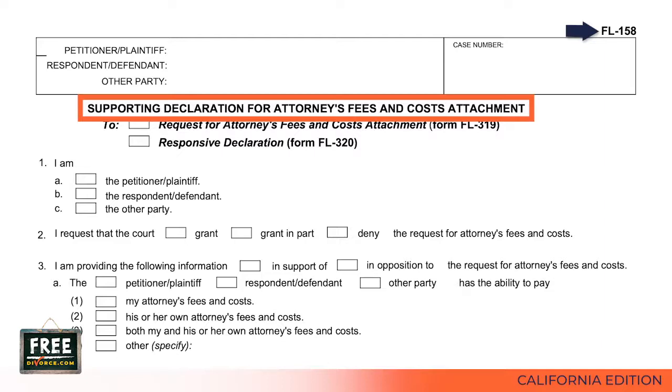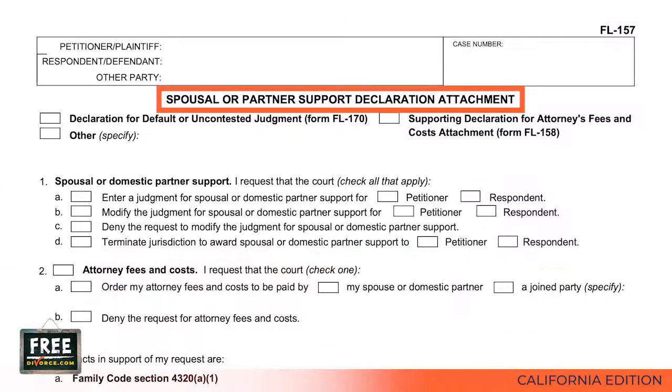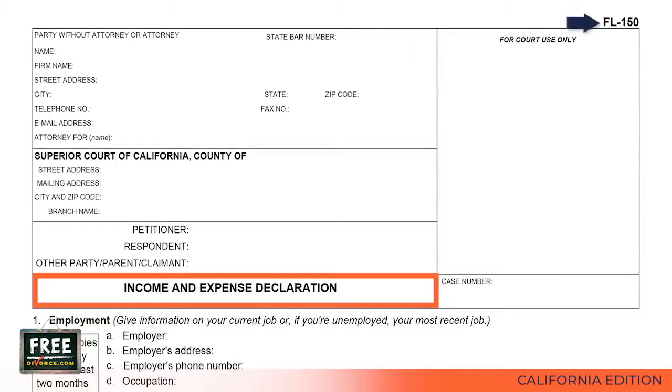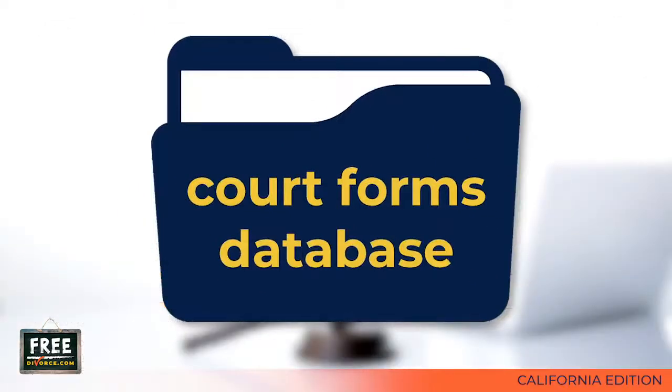If you have not already done so in connection with your request for an award of spousal support, you will also need to complete the spousal or partner support declaration attachment, which is FL-157. Attach your FL-157 to your FL-170. You will also need to file your income and expense declaration, FL-150, with the court. All of these forms can be found in our free court forms database. You will find not only blank versions of the forms in our database, but also completed versions that you can look at as samples of completed forms.